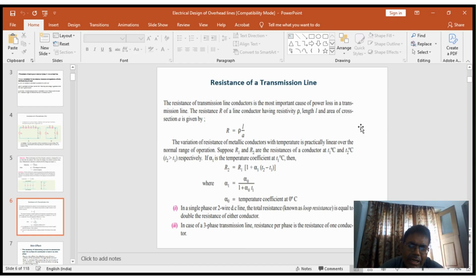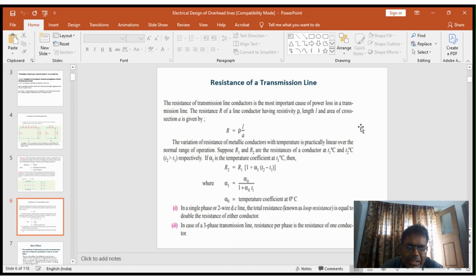With temperature variation, the resistance also changes. R2 is equal to R1 into 1 plus alpha 1 into T2 minus T1. Alpha 1 is the temperature coefficient at T1 degrees centigrade. Alpha 1 is defined as alpha naught divided by 1 plus alpha naught into T1. Alpha naught is the temperature coefficient at 0 degrees centigrade.